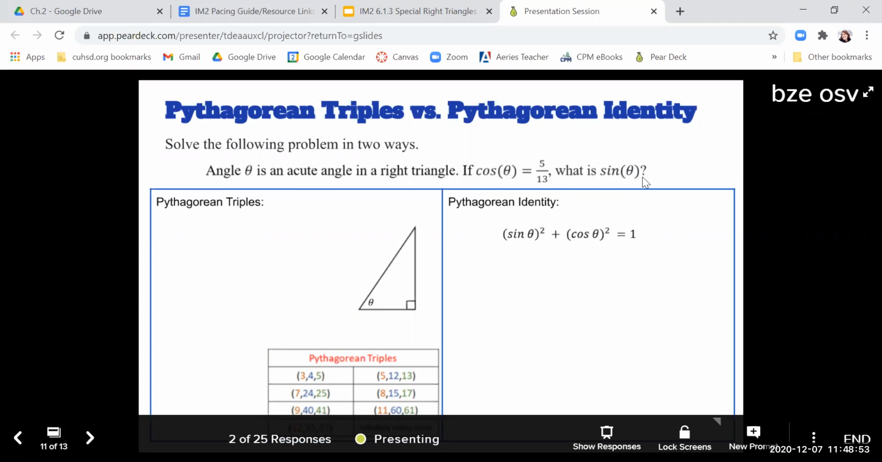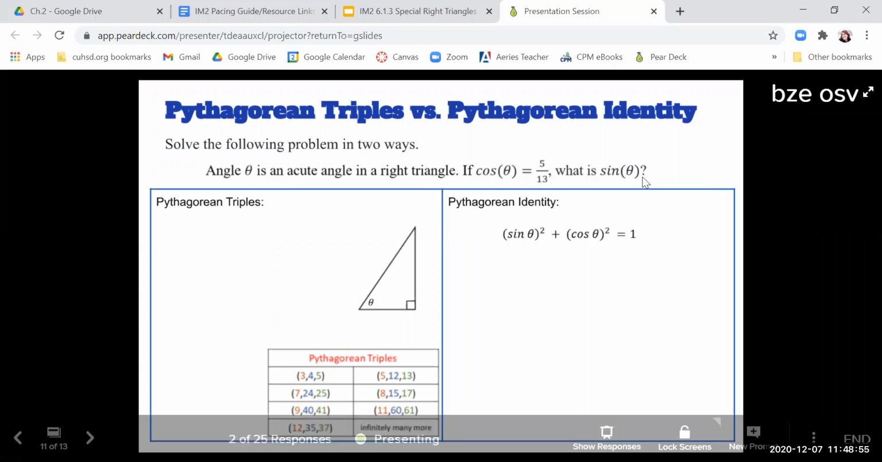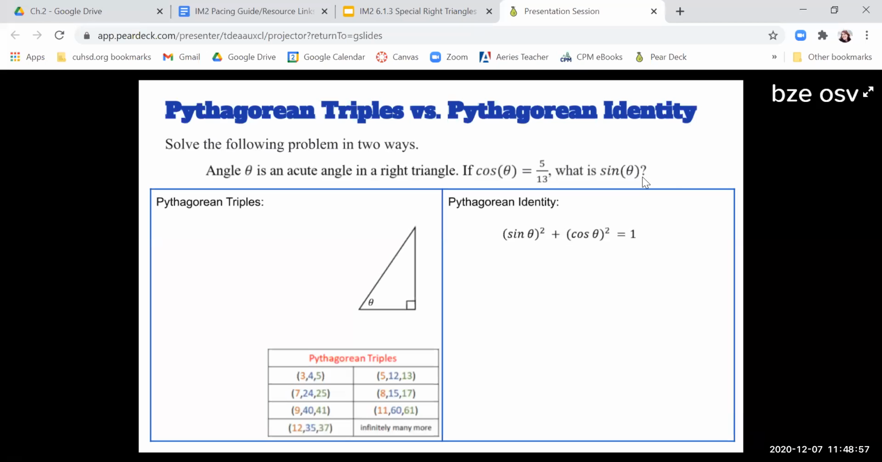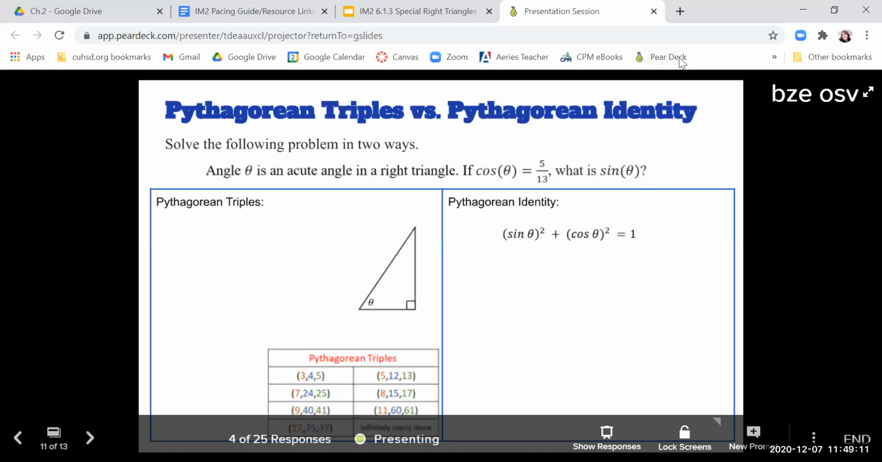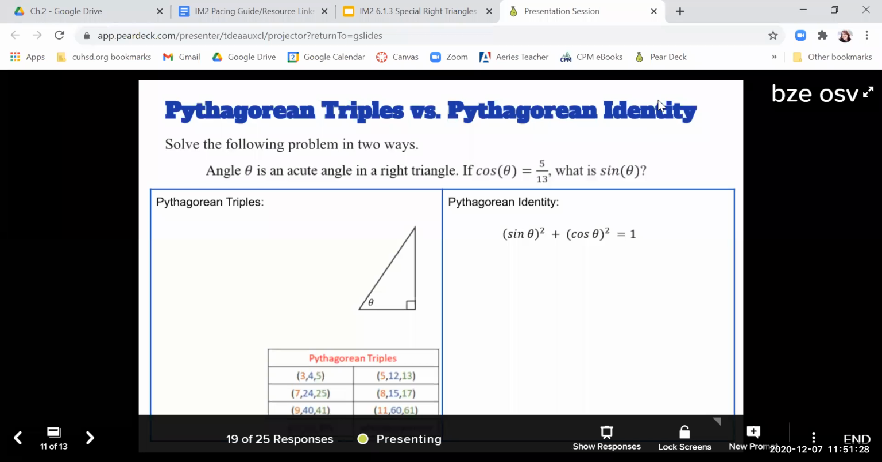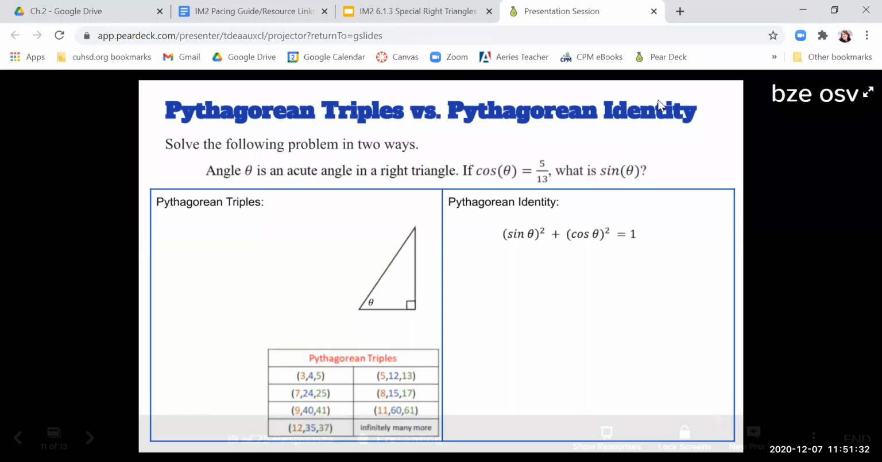So I want everyone to take a moment and do this Pythagorean triple style. Do this in the box on the left, the way that we were just learning, and then we'll go through the second method, Pythagorean identity, altogether in more careful detail, okay? All right, so I'm going to go through this pretty quickly and you can check your work.